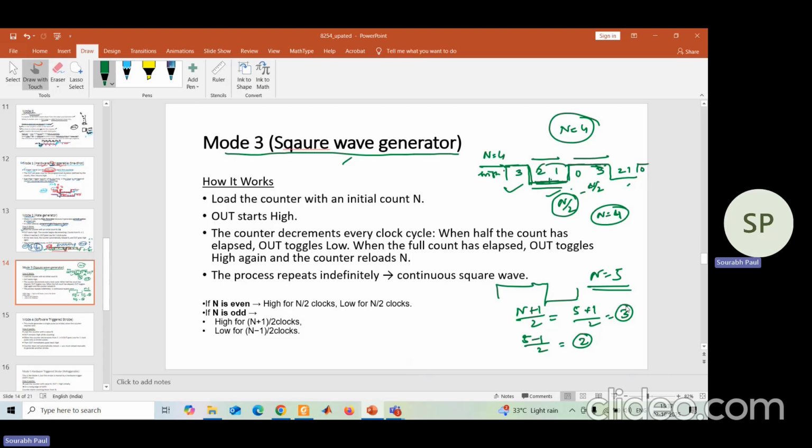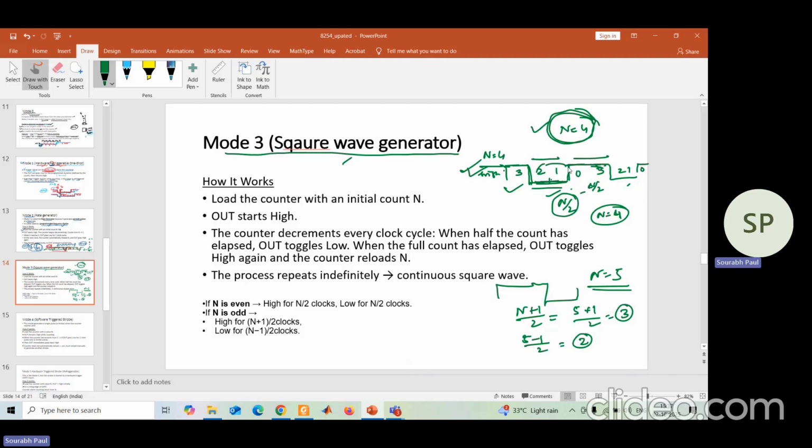Okay, and this is the property of the square wave generator. Generally we will be using an even value only to get a square wave, meaning on time and off time will remain the same. You need not keep repeating or loading the same value. It automatically repeats, so the signal will be generated again and again if you load the count value one time, for example n equal to 4.